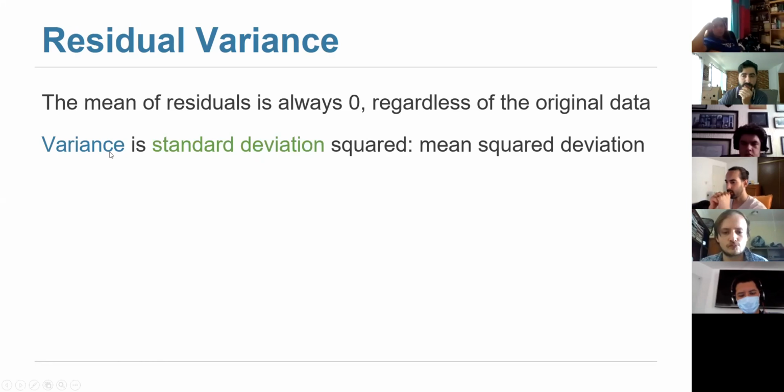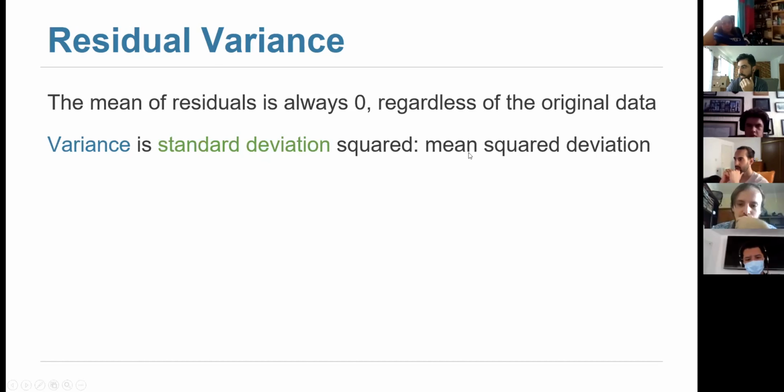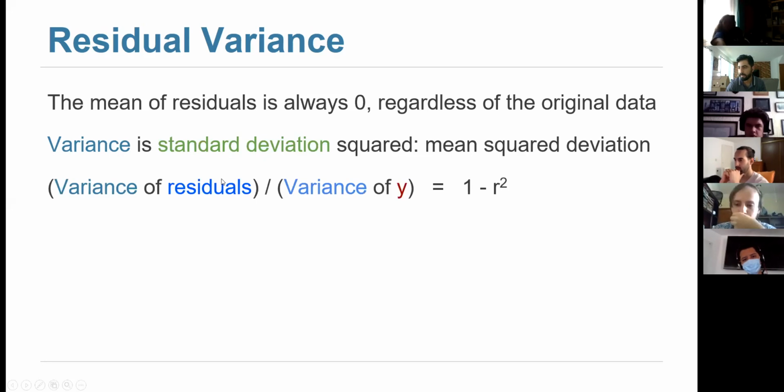So you remember this also, variance is a standard deviation squared. So mean squared deviation, this is the equation we saw earlier. So we have these properties for residual variance. Variance of residuals divided by variance of y, or my data on the y-axis, is equal to 1 minus r to the power of 2.